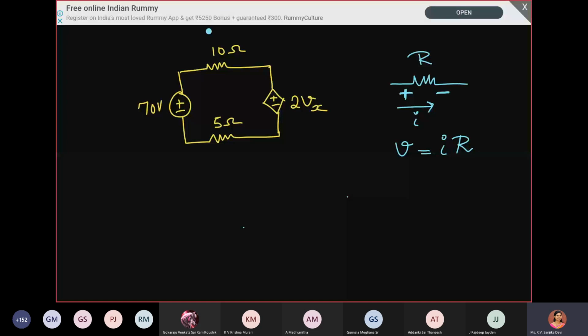Okay, so for a passive element, when there is a current flowing through the passive element, there will be a voltage drop across it. The point where you are entering is positive and the point where you are coming out is negative, and this represents a voltage drop. So we can write the voltage across this resistor to be I into R. This is a default convention.